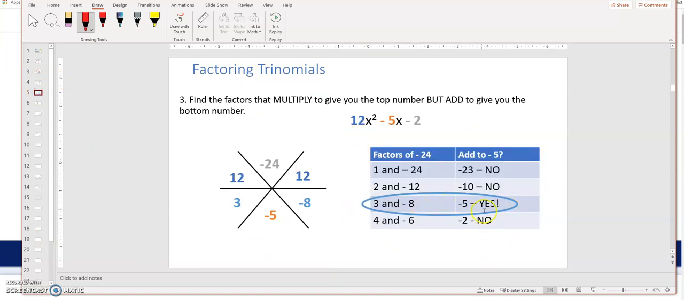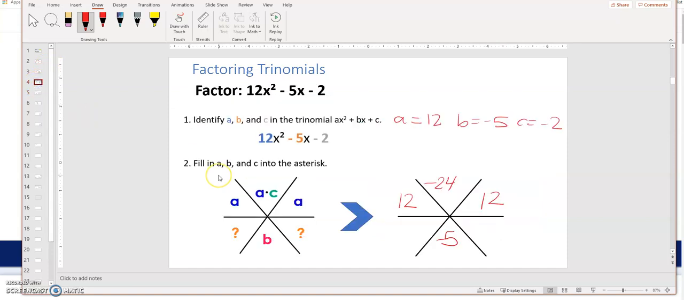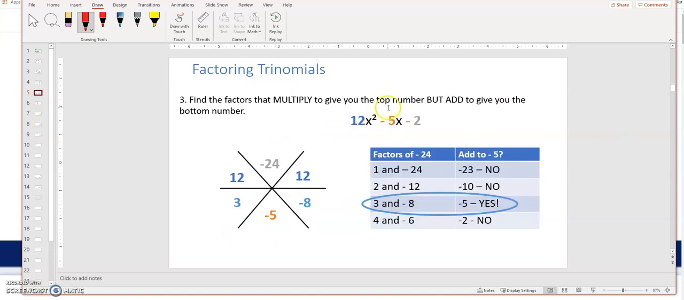Now what? Well, remember on our previous screen, we're trying to find numbers that are going to go in here. So how do we know what those numbers are? Well, what we're going to do is find factors that multiply to give you the top number. But they also have to add together to give you the bottom number. So the first thing you're going to do, what's your top number? Okay, it's -24.